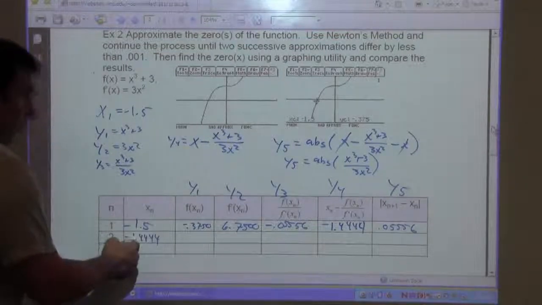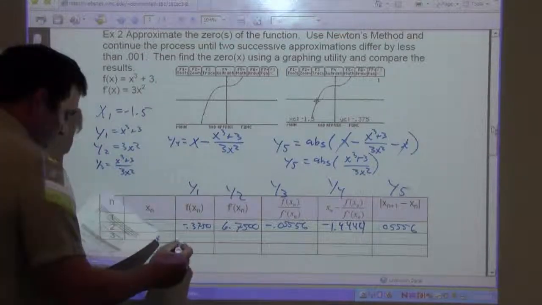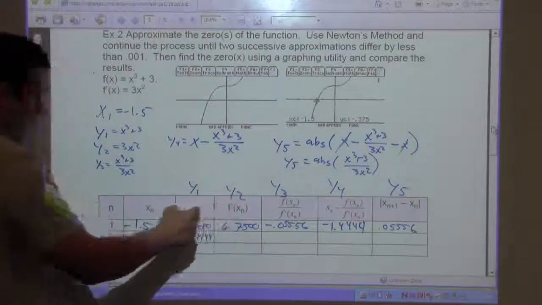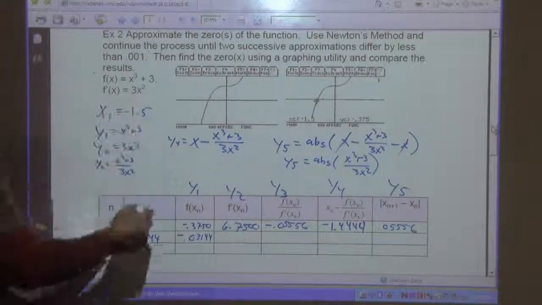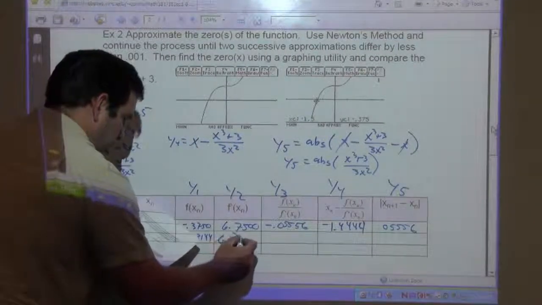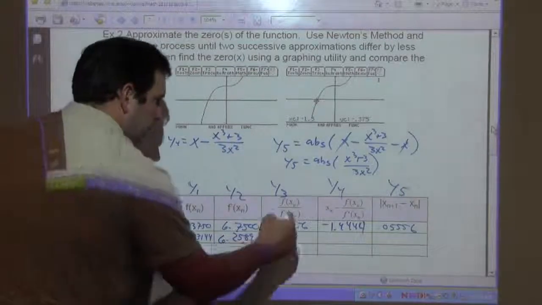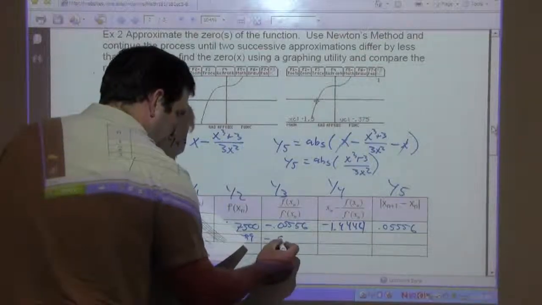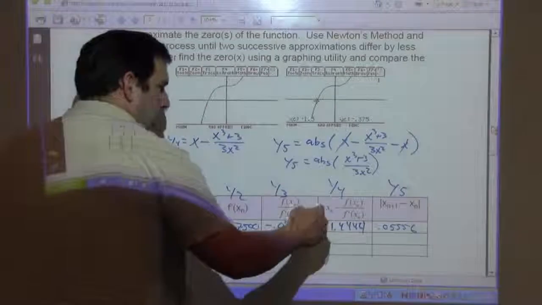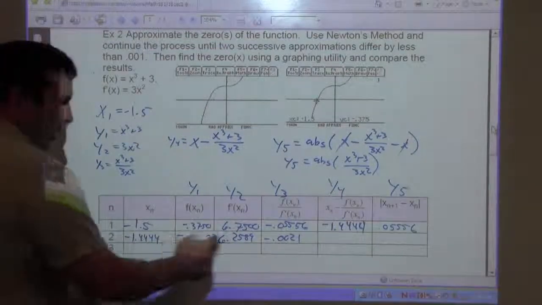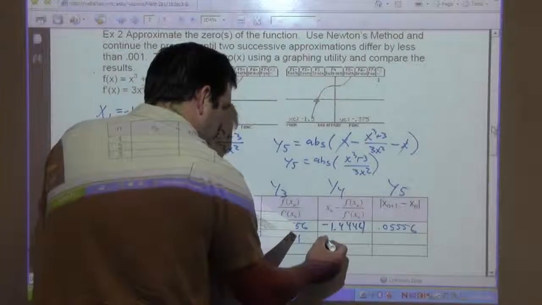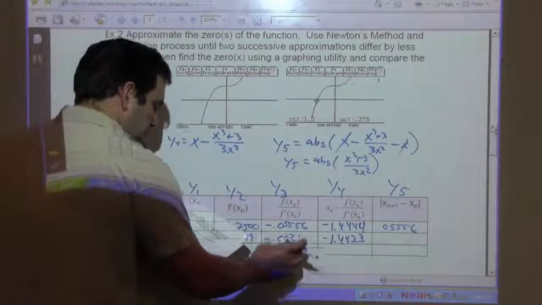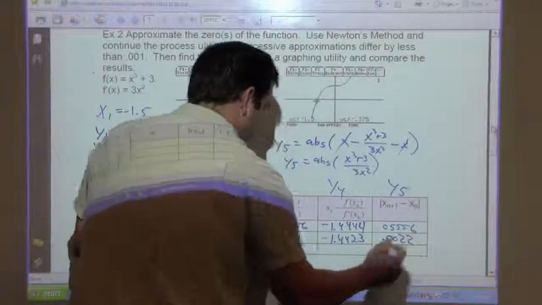F of this value, so put in the original function, is going to be negative 0.03144. F prime of this value, so plug that in here, is going to be 6.2589. The quotient, this one divided by that one, is negative 0.0021. X sub n, this value minus this value, is going to be negative 1.4423. And the absolute value of the difference is 0.0022.